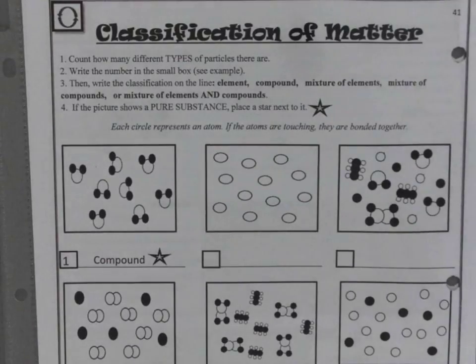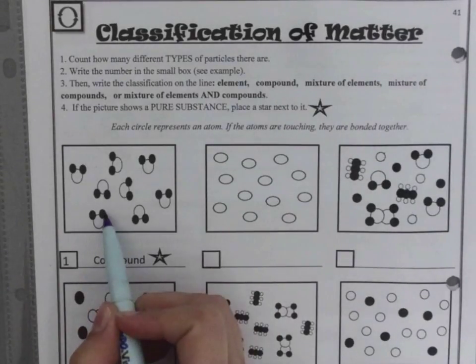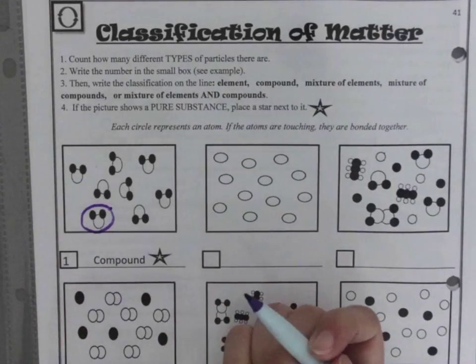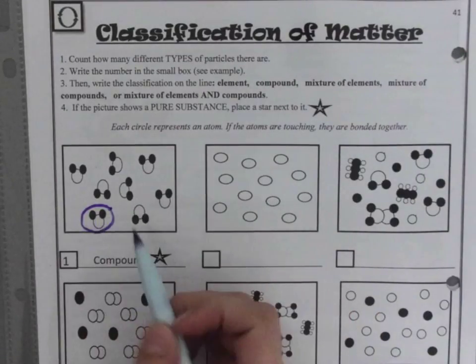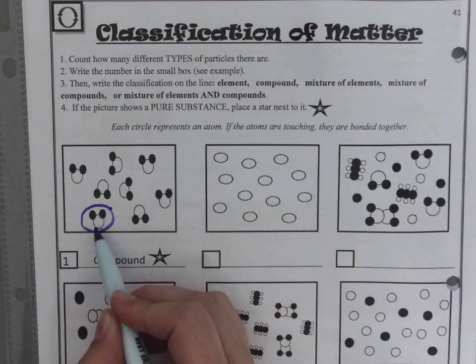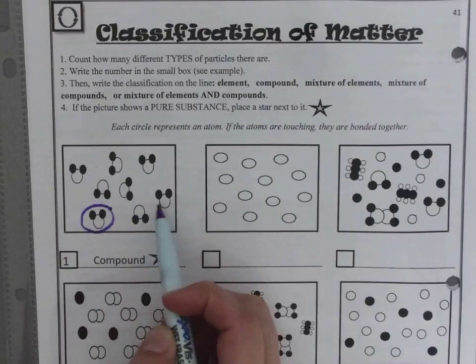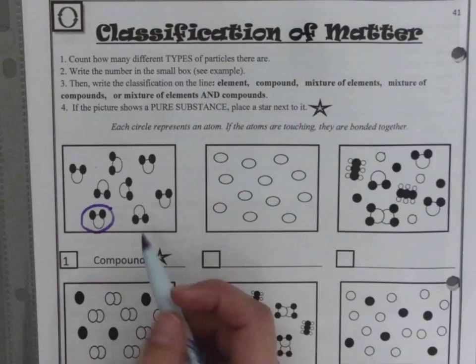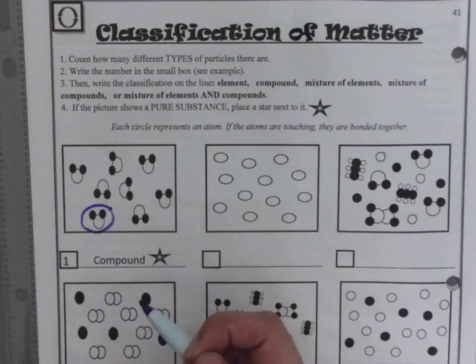So for the classification of matter worksheet, the first thing you're going to do is count how many different types of particles there are. So for our first example here, we're going to count each one of these as a particle type. This one has 2 small black atoms, 1 large white atom. This is 1 particle. All the other particles in the box are exactly the same. That's why we consider this as 1 type of particle.